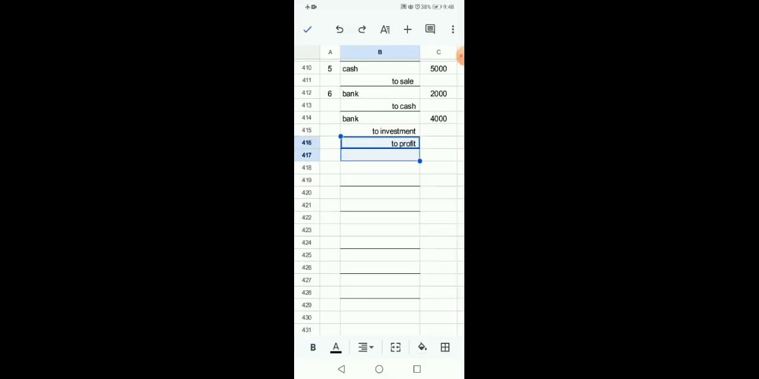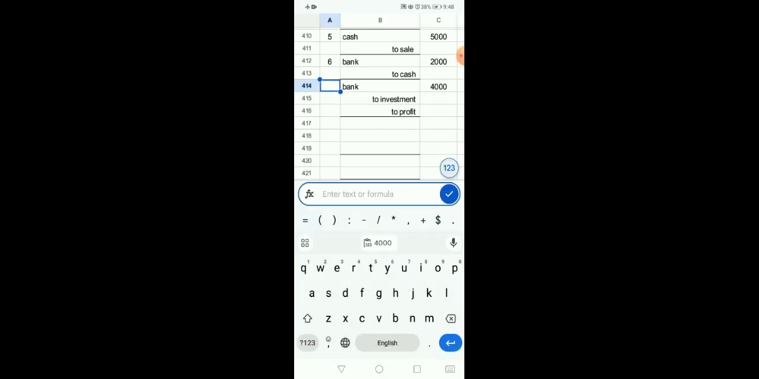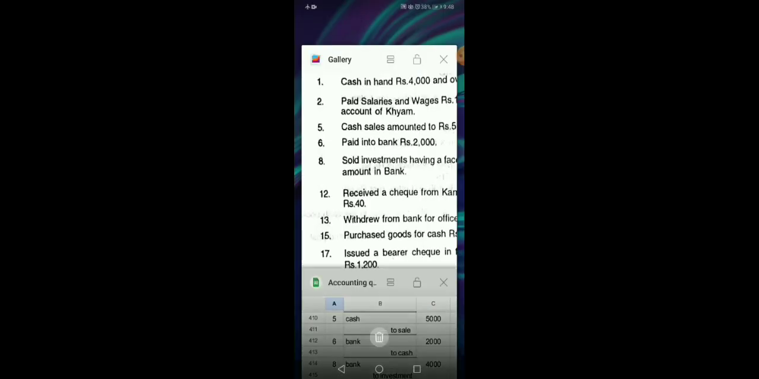Entry number we haven't mentioned. After the sixth entry, it was entry number 8. So entry number 8 is completed, where there is an increase in your bank account. After 8 we have 12, and let's see what is in the 12th entry.